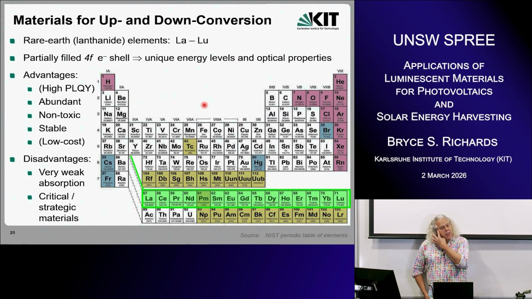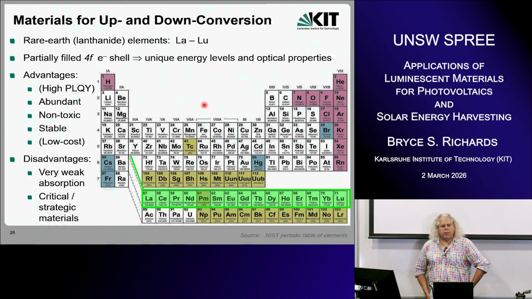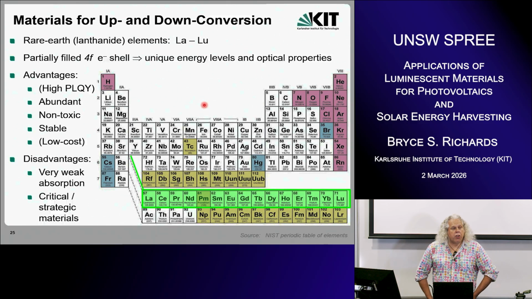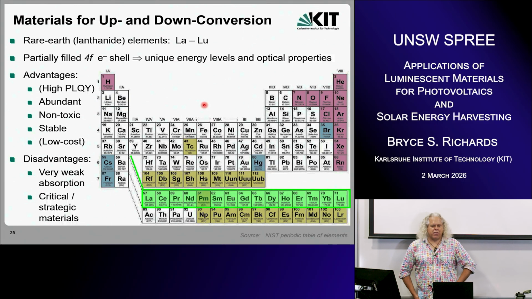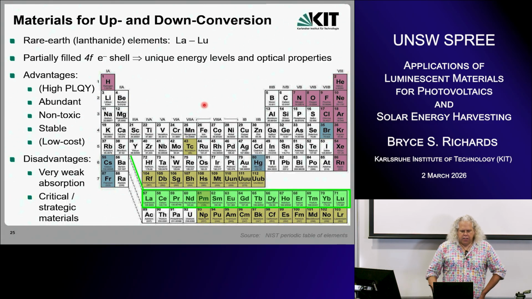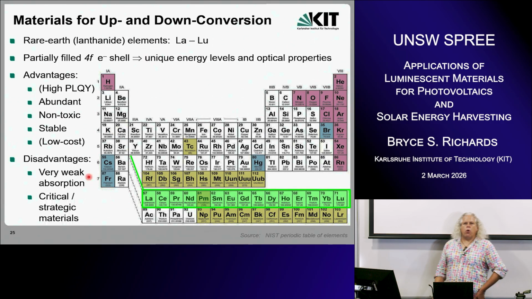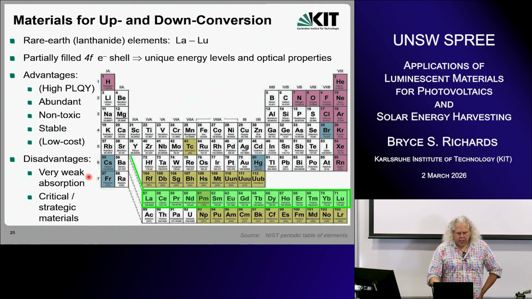The advantage here is that typically you can get very high photoluminescent quantum yields. The materials are relatively abundant. I'll have one slide on that shortly. They're non-toxic, stable, can be low cost, although this depends on supply and demand. The disadvantages are classically that they are typically very weak absorbers because the transitions are largely forbidden.